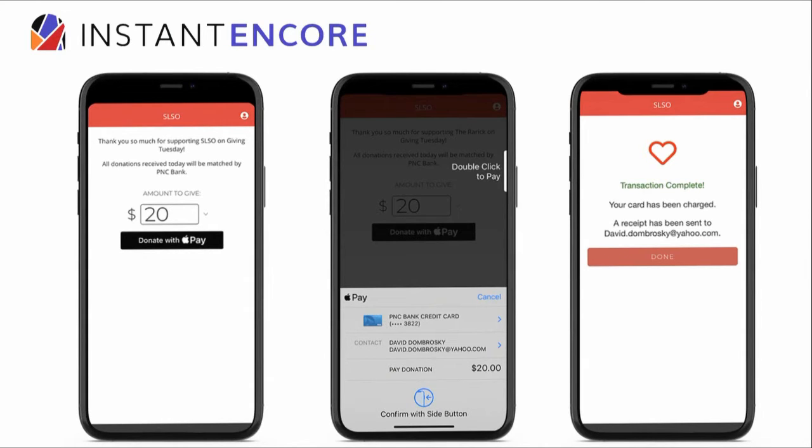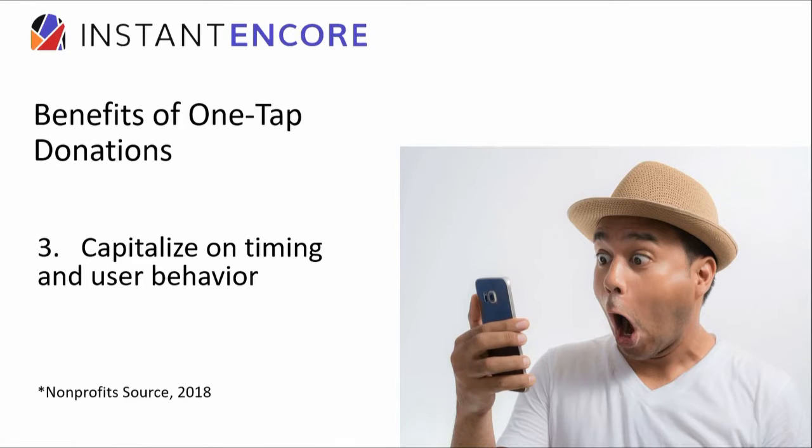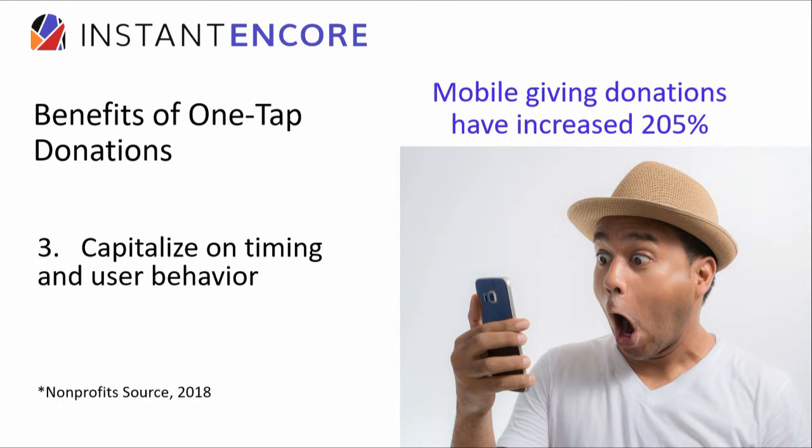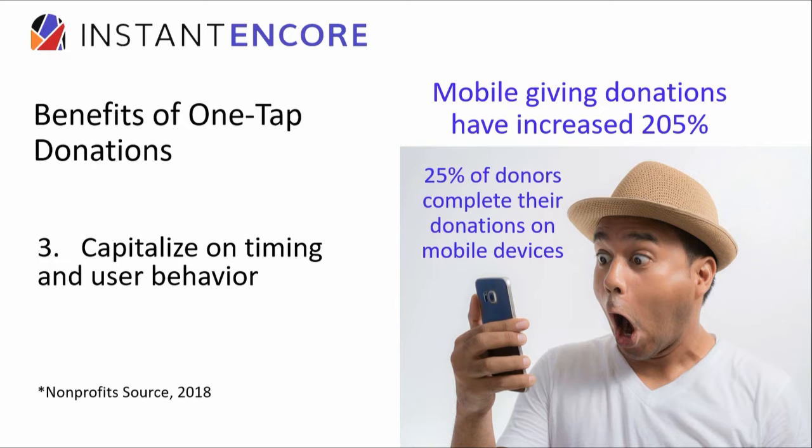From here, the user decides on the amount they want to give. The middle image is showing the screen for the user to confirm. Then the image on the right shows the completed transaction confirmation screen. You can also capitalize on an action and behavior that users normally do. Tap to pay. The nonprofit source reported in 2018 that mobile giving donations increased to 205%, and 25% of donors complete their donations on mobile devices.